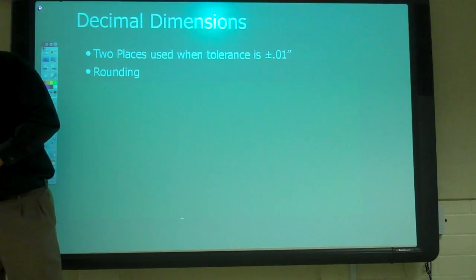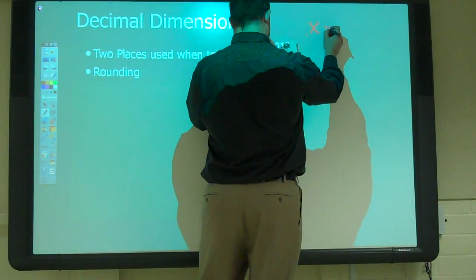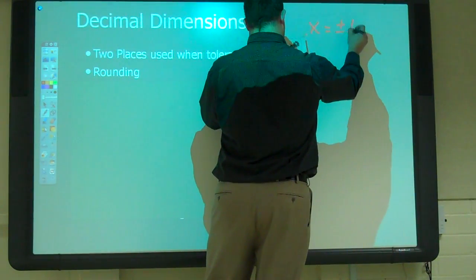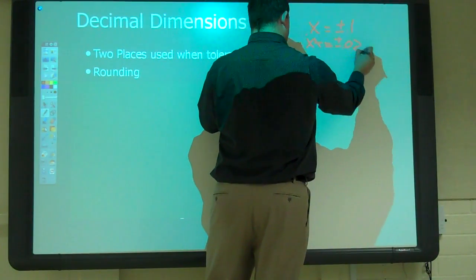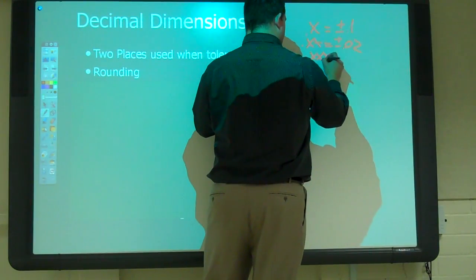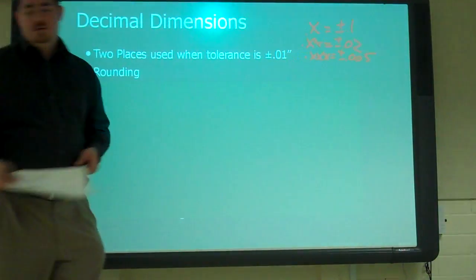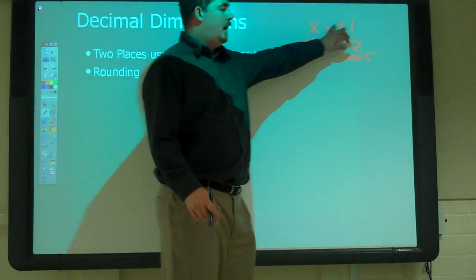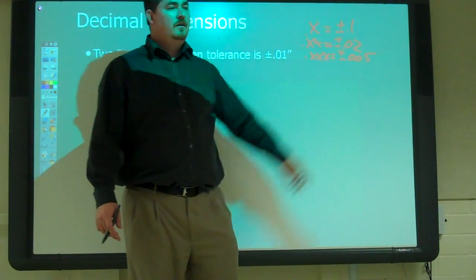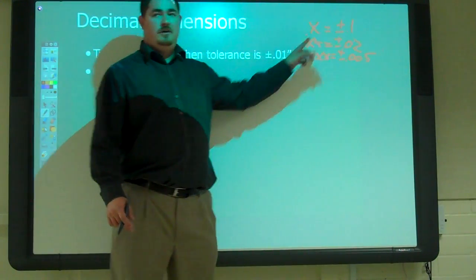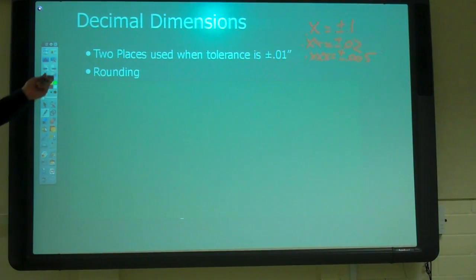So, like on this drawing, I think it says .X equals plus or minus 0.1. So that's my tolerance for how precise I have to make it. My decimal places tell it a general tolerance. So I have to pay for these zeros on my dimensions. So we don't always want to show the full number of decimal places, so we have to round them.